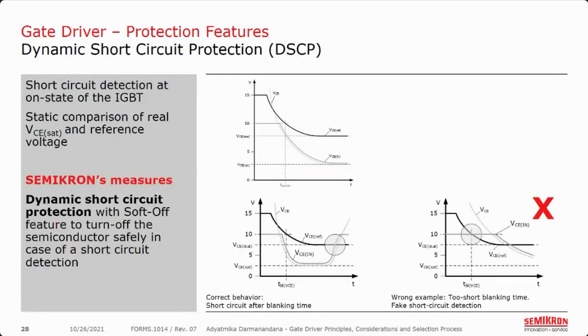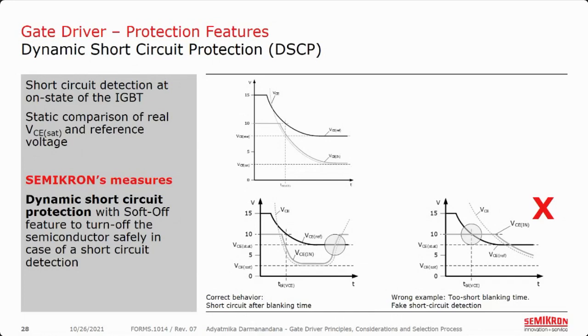Let's talk about the short circuit protection. In a simpler approach, the short circuit detection compares the reference VCE and the reflected VCE, based on the real VCE during the on-state condition. By the way, the VCE is the voltage across the collector and emitter of the IGBT. If the reflected VCE passes above the reference voltage, which means a higher VCE than it should be, a short circuit is detected.